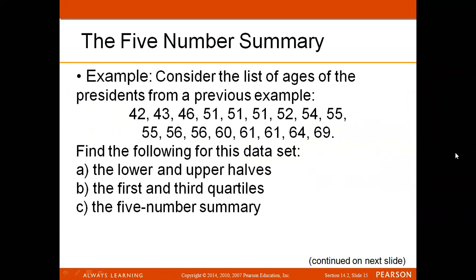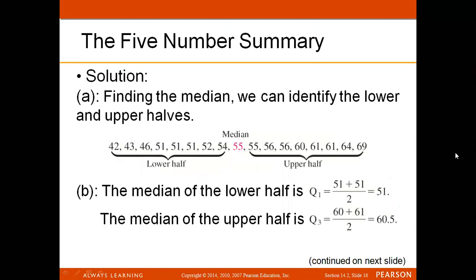Example, consider the list of ages of the presidents from the previous example. Find the following for this data set. So here we have 2, 4, 6, 8, 10, 12, 14, 16, 17. Okay, so check, 17 presidents from before. Find the following for the data set: the lower and upper halves, the first and third quartiles, and the 5-number summary.